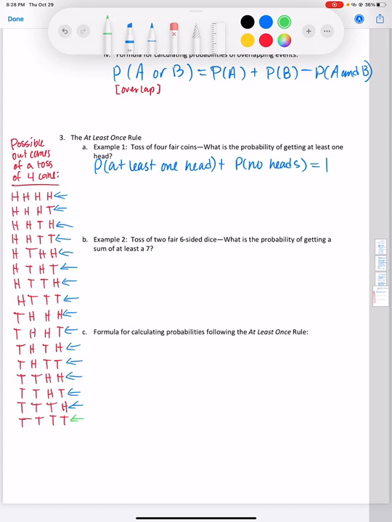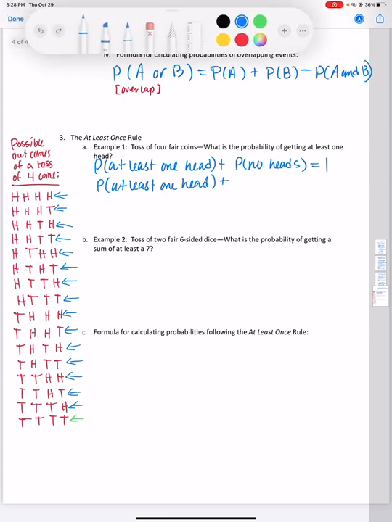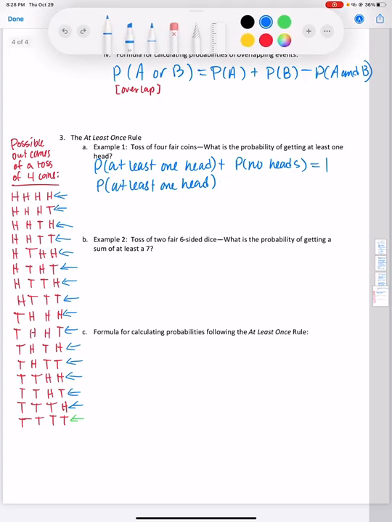Again, we'll use algebra to our advantage, and we're going to solve it for the probability of at least one head by subtracting off the probability of no heads from both sides. So the probability of at least one head is equal to 1 minus the probability of no heads.